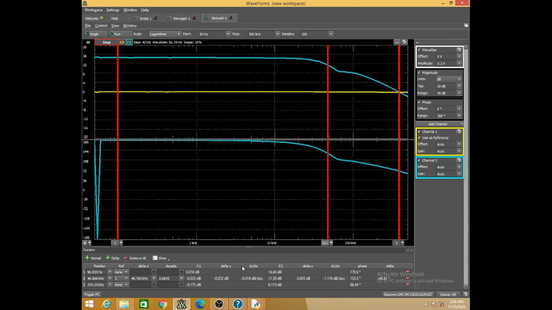So can you tell me what is the gain of this amplifier now? 14.6 dB at an angle of 180 degrees. 14.6 dB at an angle of 180 degrees corresponds to what in volt per volt?